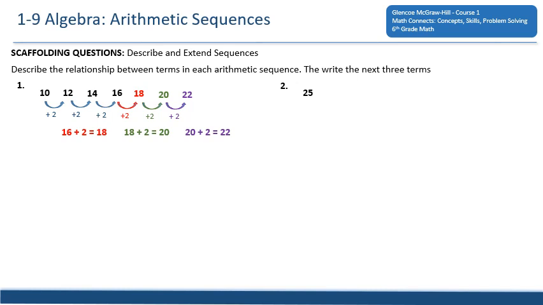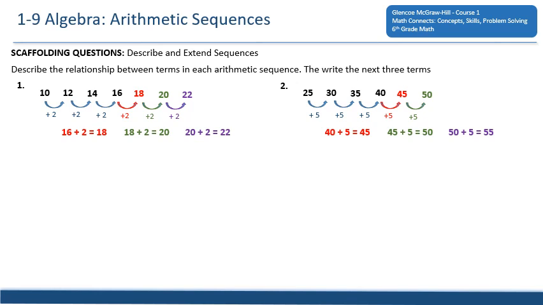So for number 2, we have 25, 30, 35, 40. Difference between 25 and 30 is 5. 25 plus 5 is 30. 30 plus 5 is 35. 35 plus 5 is 40. 40 plus 5 is 45. 45 plus 5 is 50. 50 plus 5 is 55.